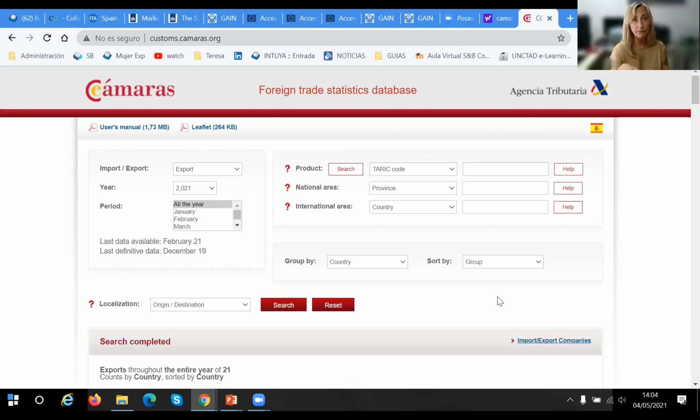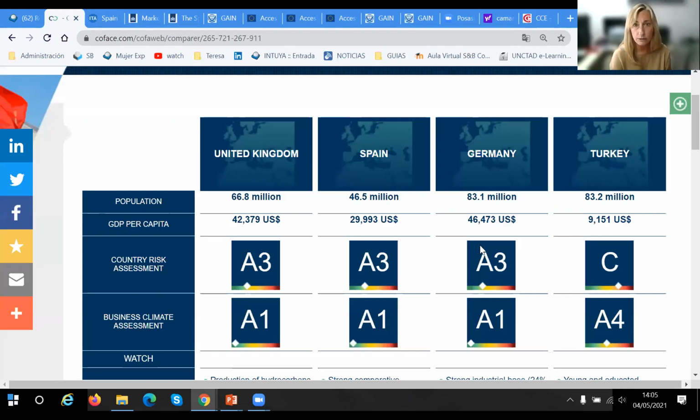But as we have seen before, let me see if I can find it. It was here. Can you see my screen now? Yes, we can. As you can see here, Spain's political risk is A3, just like Germany or the United Kingdom. So it's not in a bad situation at the moment. Go ahead and do business, and don't worry about the political risk in Spain.